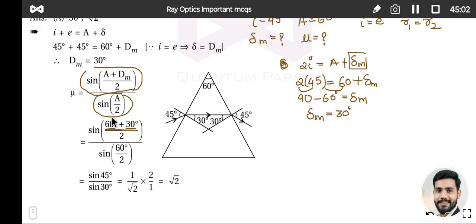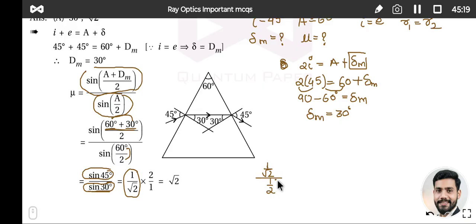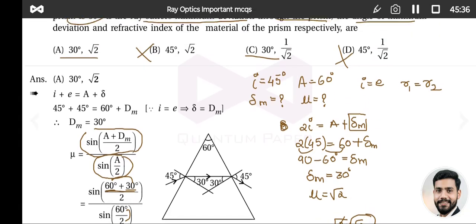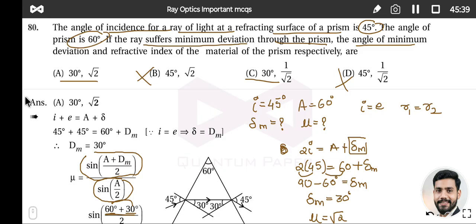So 60 plus 30, which is 90, 90 by 2, which is 45. So in the numerator sine 45, and in the denominator 60 by 2, which is 30, so sine 30. So sine 45, which is 1 by root 2, upon sine 30, which is 1 by 2. So if we take the reciprocal of the denominator, we have to multiply with the numerator. So 1 by root 2 multiply by 2 by 1. So this 2 can be written as root 2 into root 2. So the root 2 will get cancelled, so answer is root 2. So refractive index is root 2. So our correct option is option number A. Refractive index is root 2 and minimum deviation is 30 degree.